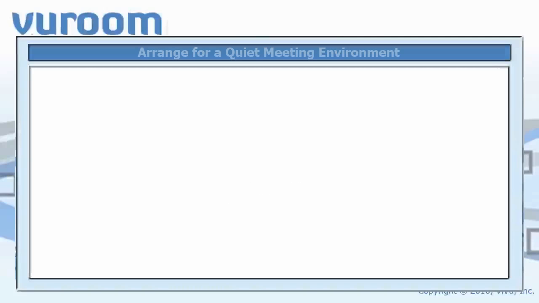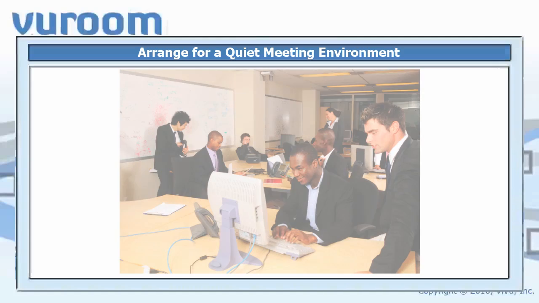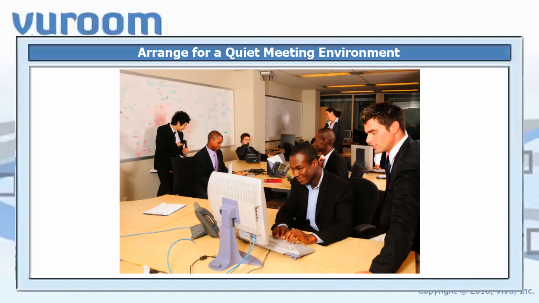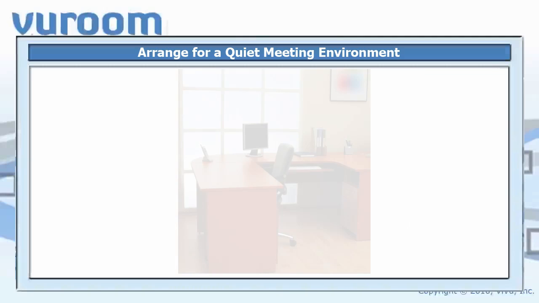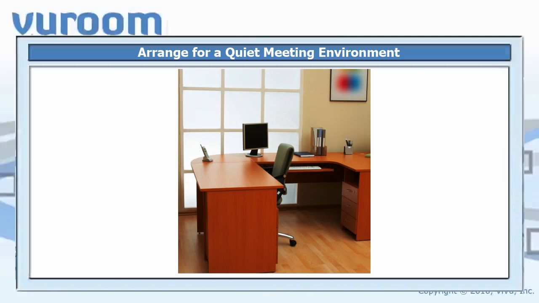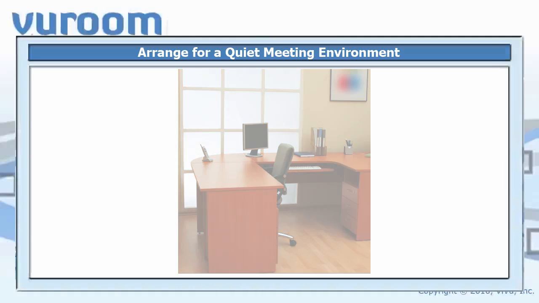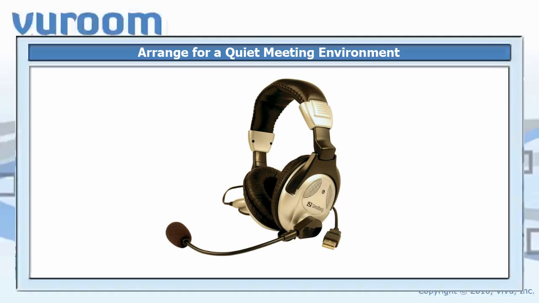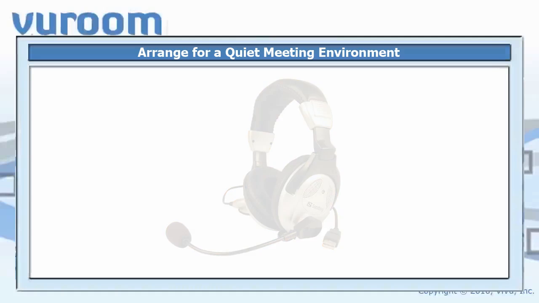The first consideration is noise level. Your meeting can't be a success if you and your meeting attendees cannot hear one another. Find a quiet room for video conferencing. If that isn't possible, filter out background noise from your conversation using a USB headset that includes a passive or active noise-canceling microphone and soundproof earphones.